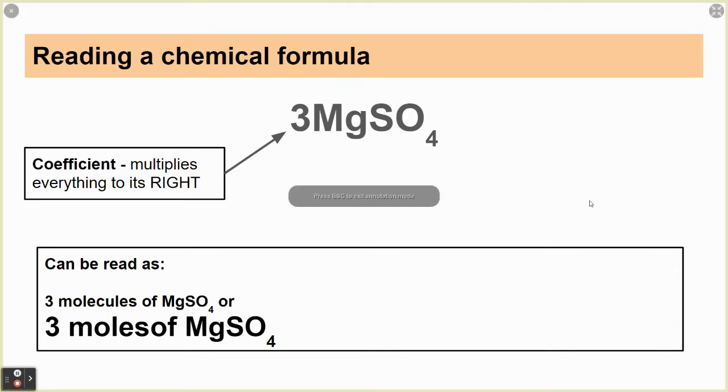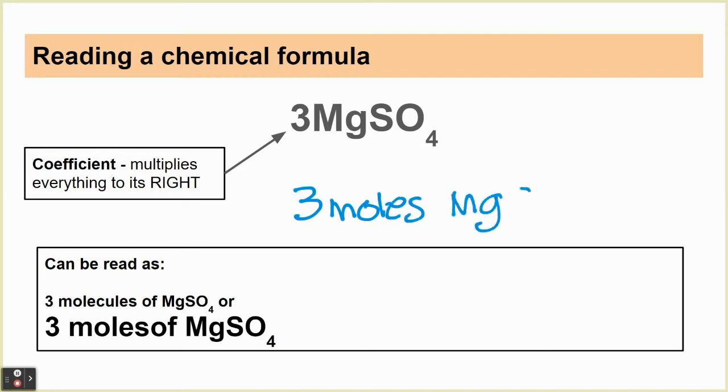So one more time. See that big 3 in front, the coefficient? That multiplies everything to the right. Again, guys, we can read this as 3 molecules of whatever the formula is. In our case, it's MgSO4. But we can also read this as 3 moles of MgSO4. What is the difference between moles and molecules?